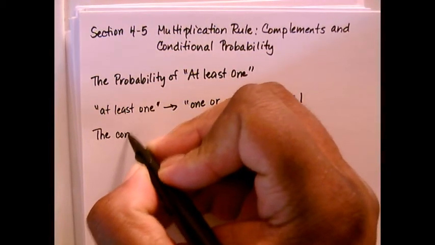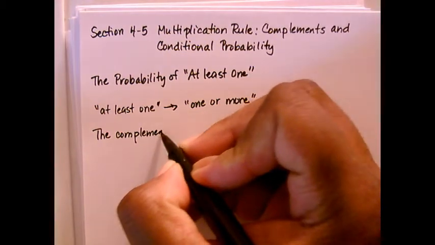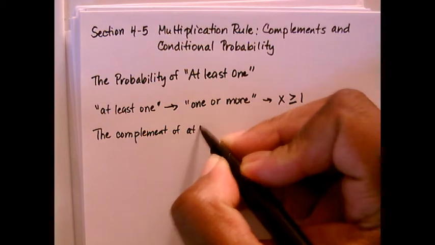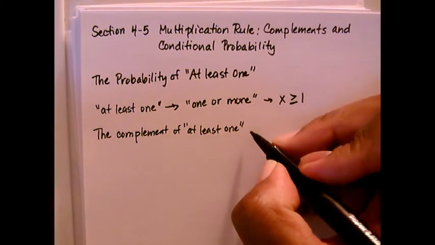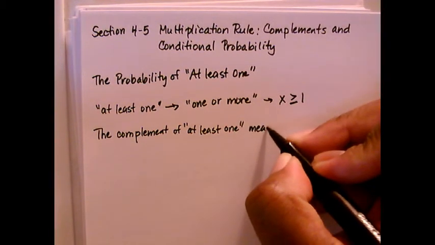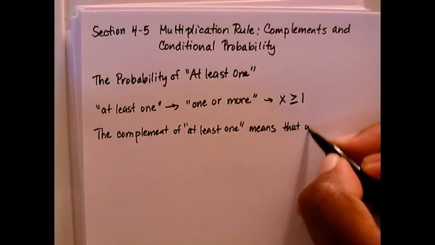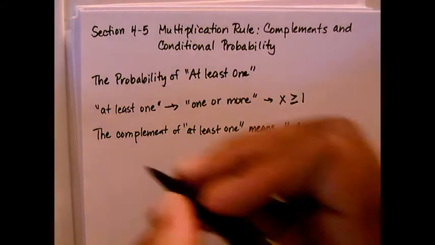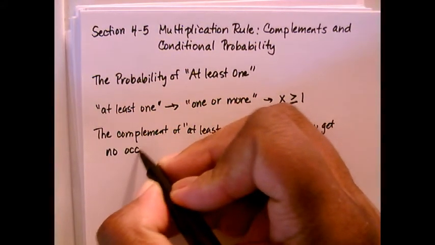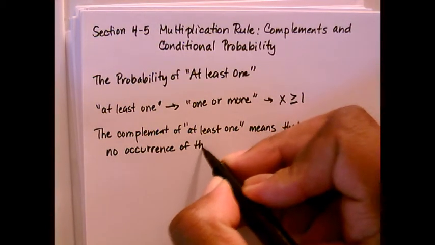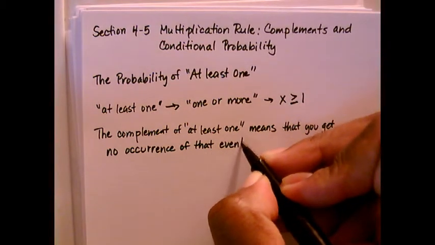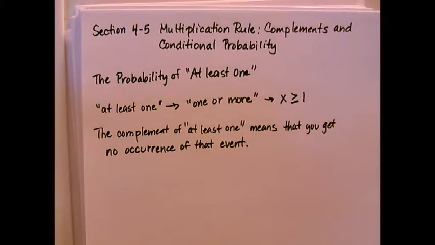Now, for the complement of at least one, what that means is this. It means that you get no occurrence of that event. So the complement of at least one means that you get no occurrence of that event.